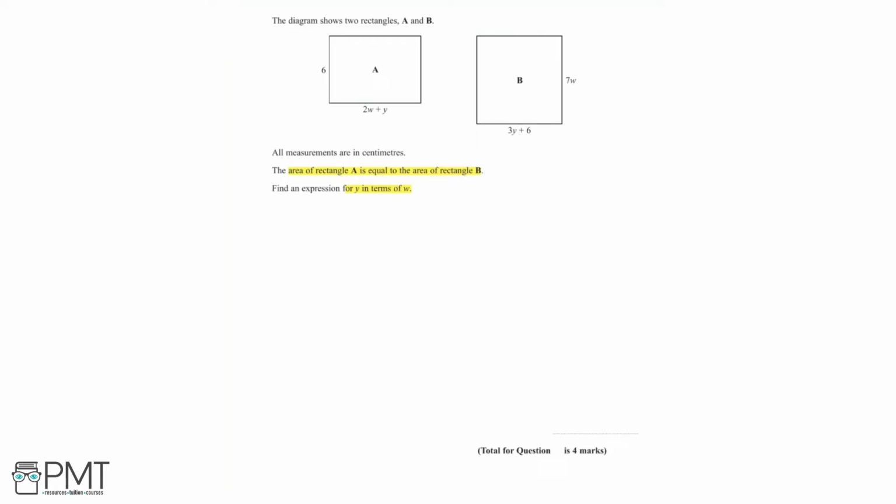Since we know that the area of rectangle A is equal to the area of rectangle B, we can find an expression for both of these areas and equate them together. Let's start by finding the area of rectangle A. The area of rectangle A is the height multiplied by the base, which is equal to 6 multiplied by 2w plus y. And expanding these brackets, we can see that 6 multiplied by 2w plus y is equivalent to 12w plus 6y.